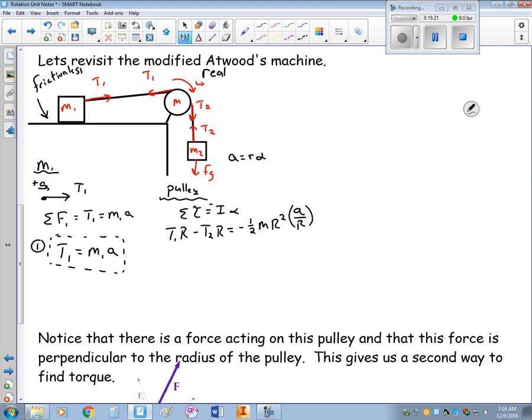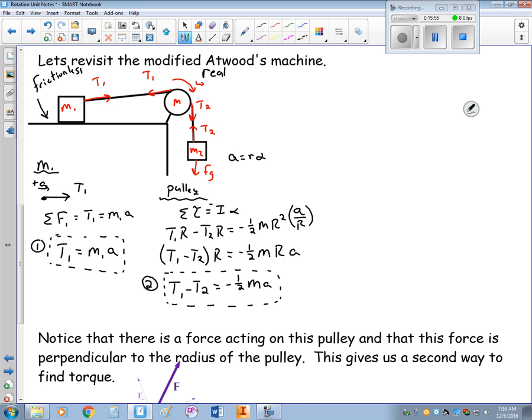Okay, now I can do some math here. I can factor out an r, so I got (T1 minus T2) times r equals negative 1/2 m. Now notice that we have some canceling here. The r is an r squared, so I got this r times acceleration. Notice once again, r's are going to cancel. And I'm going to call this right here equation 2.